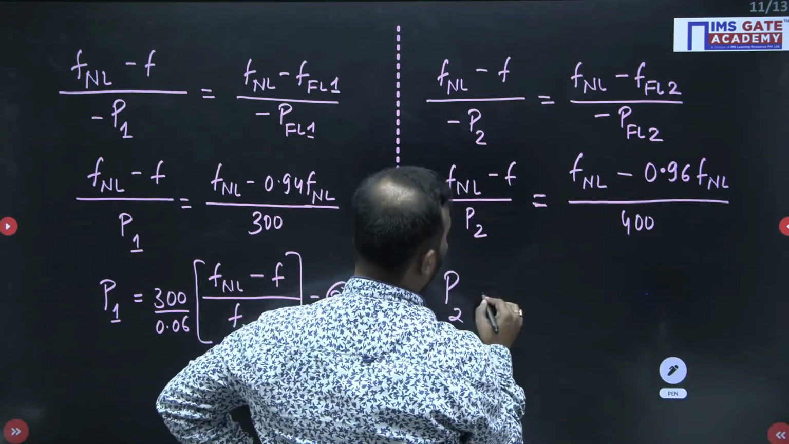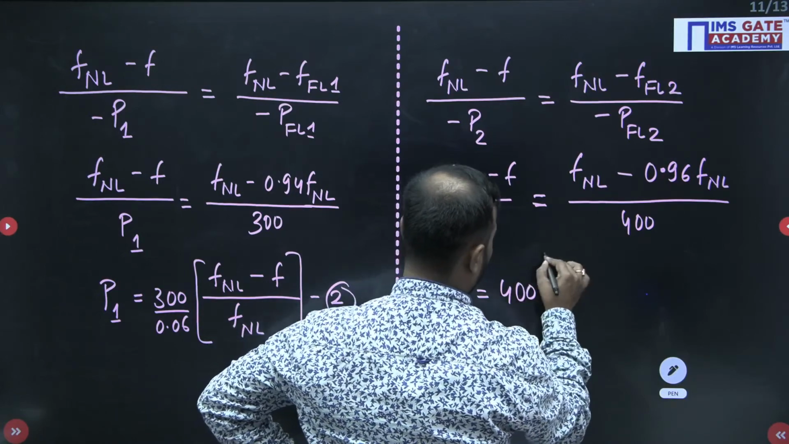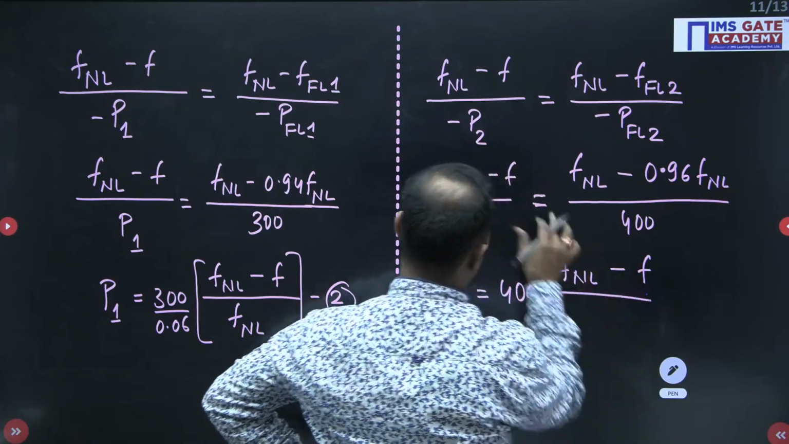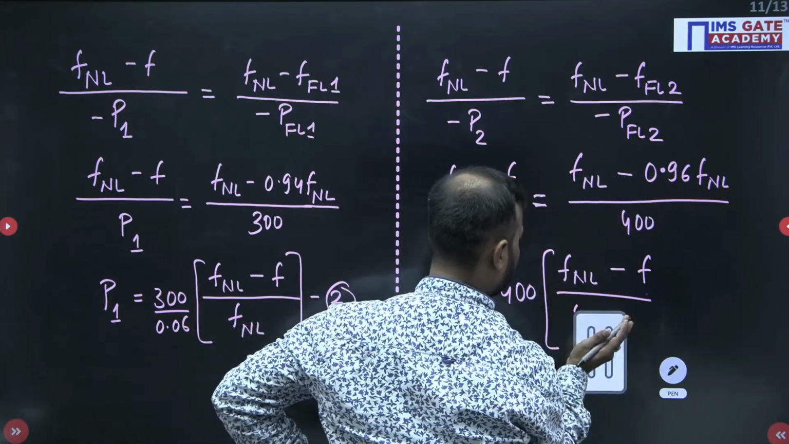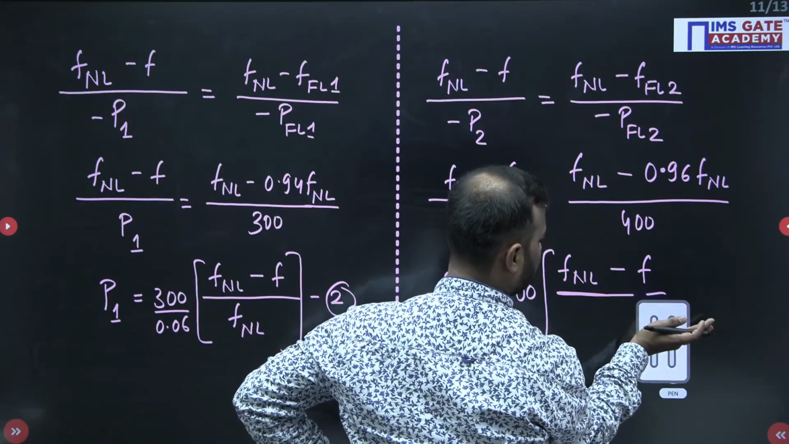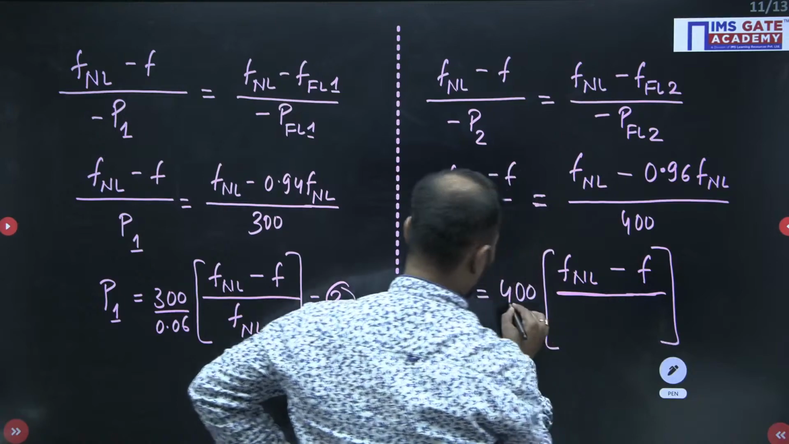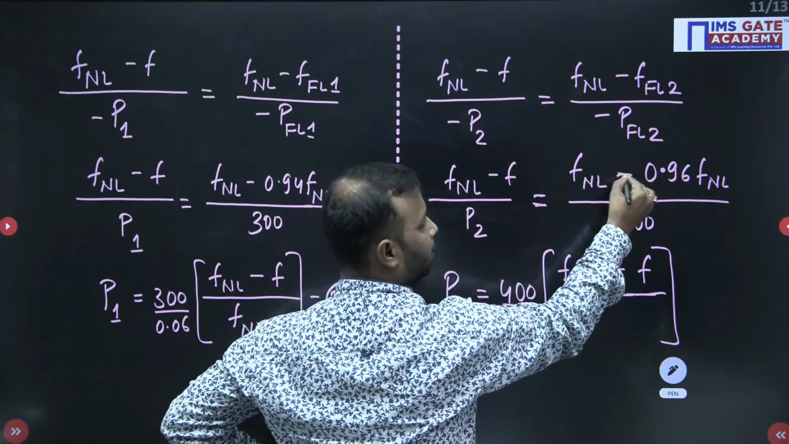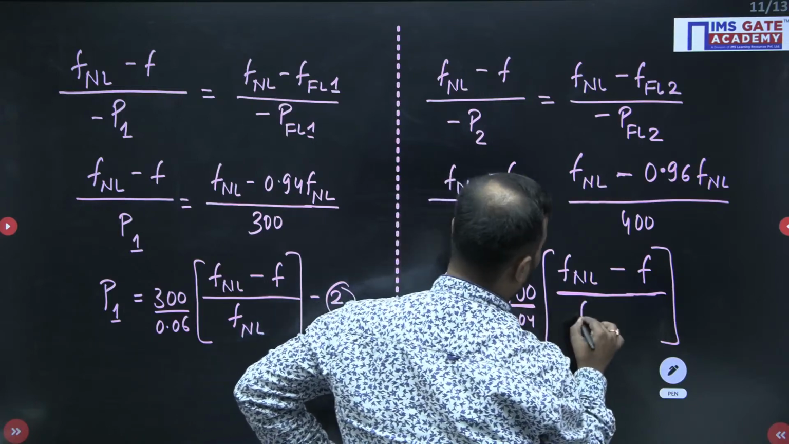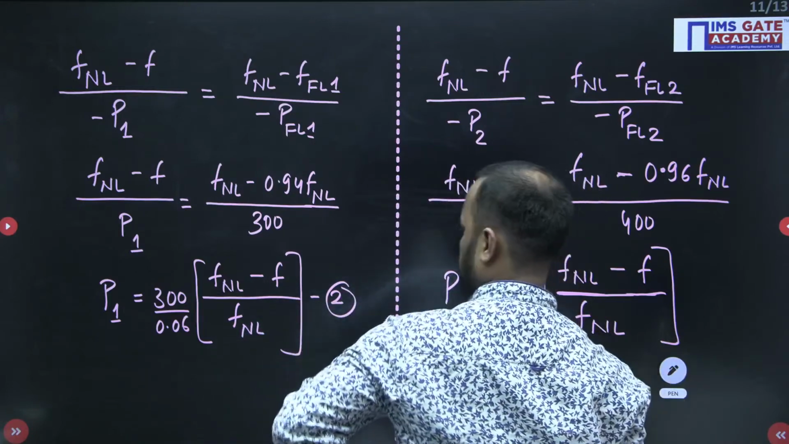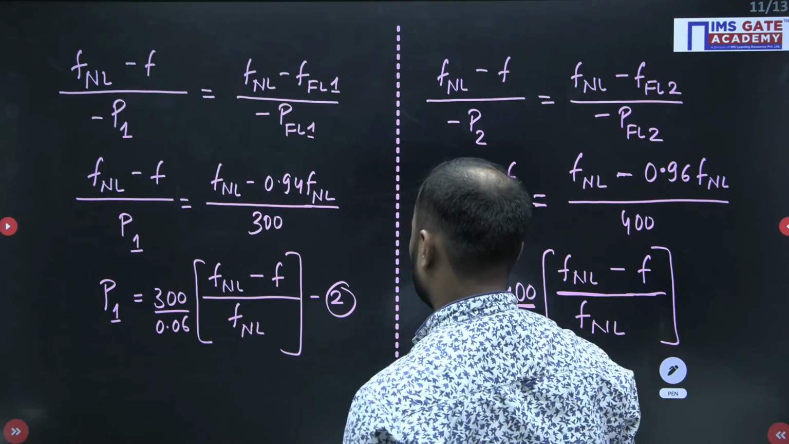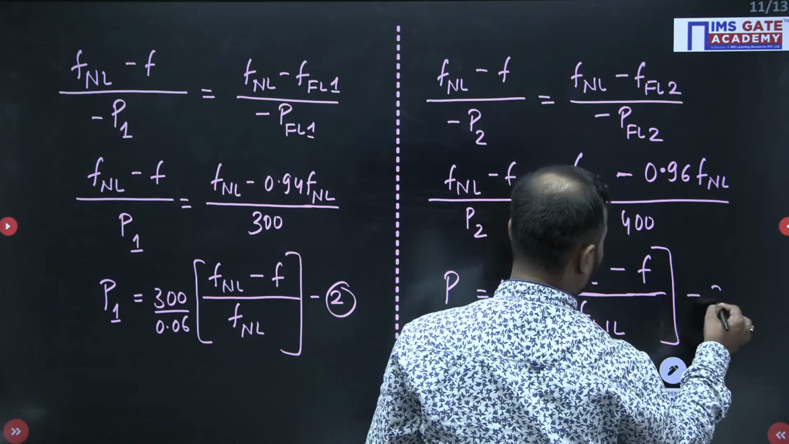P2 value will be 400 times F no load minus F this value, and from here, let me take this resultant value here, 0.04. So F no load. Okay, so let me take this as equation 3.